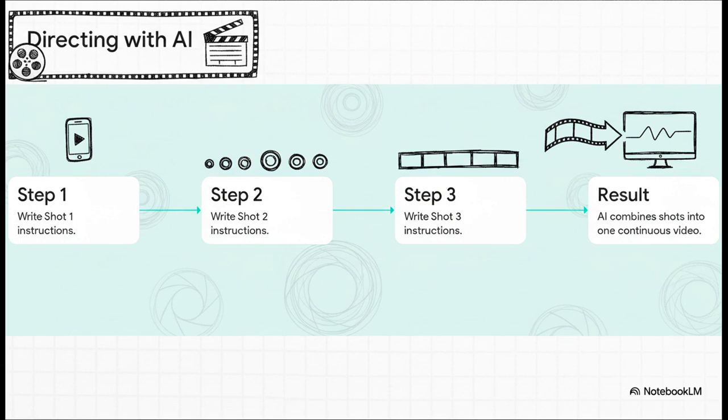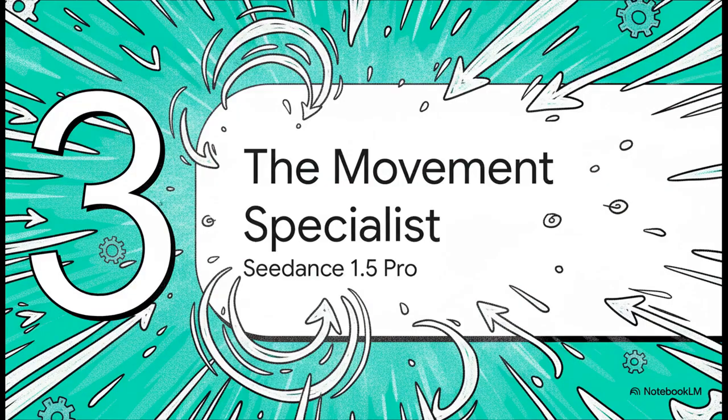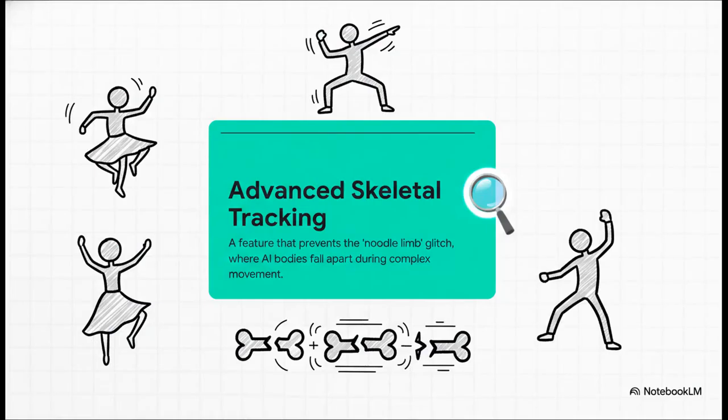And its secret weapon is something called multi-shot prompting. You can literally write out instructions for different camera angles and scenes, and the AI will stitch them all together into one seamless video. This is director-level control, and for storytelling, it is a huge deal. So while some models are all about realism or control, our next contender is built for something else entirely: speed and absolutely flawless movement. Cdance 1.5 Pro has this incredibly cool feature called Advanced Skeletal Tracking.